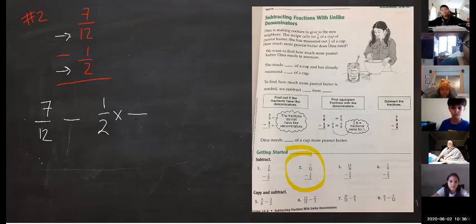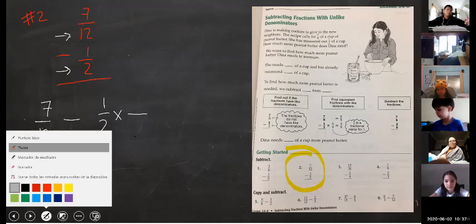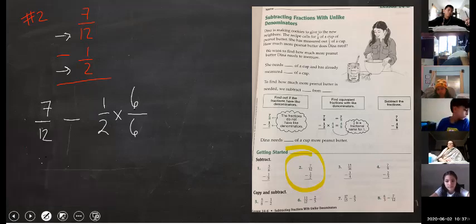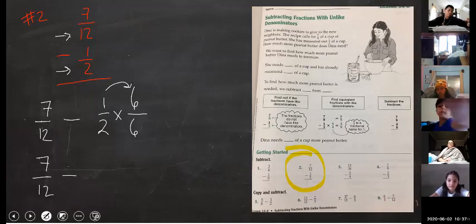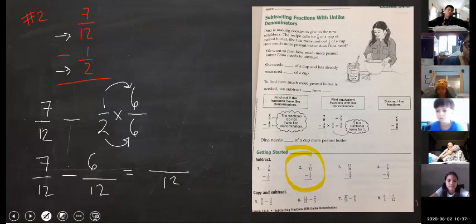Okay, we need to write. Oh, yes. Excellent. Very good. It's 6. Let me write it. You have to write number 6 here and 6 here. And now you have 7 over 12. And here, 1 times 6, 6. 2 times 6, 12. Now we have the same denominator. Copy the denominator and subtract.